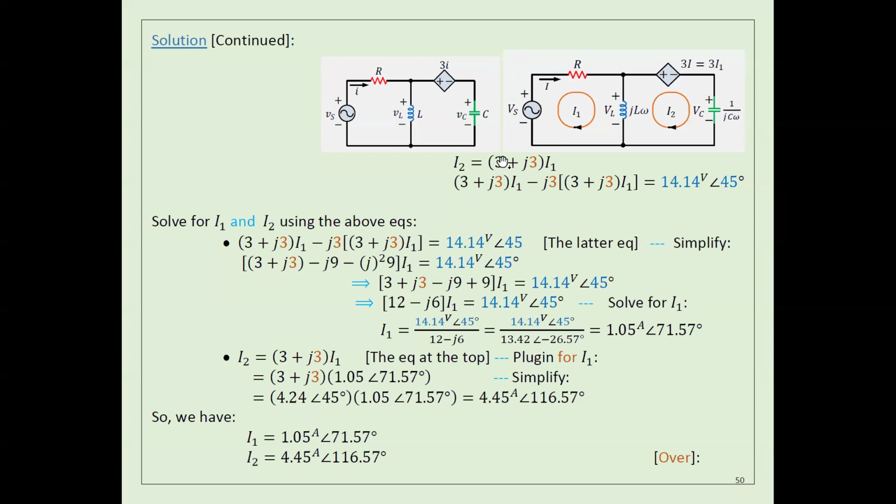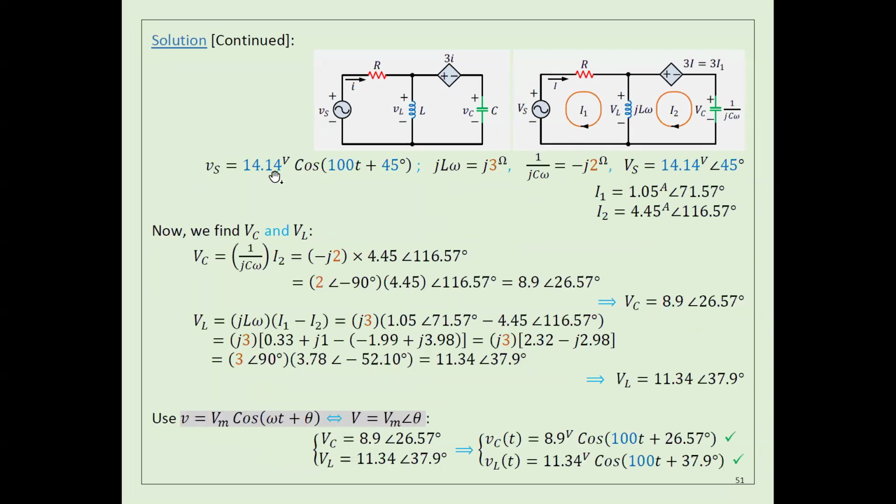So I found I2 equal to this one from one equation. I can plug it into the second equation, and after finishing this calculation, I found I1 equals this value here, and I2 equals this value here. Okay, so now I have I1 and I2 in the complex domain.